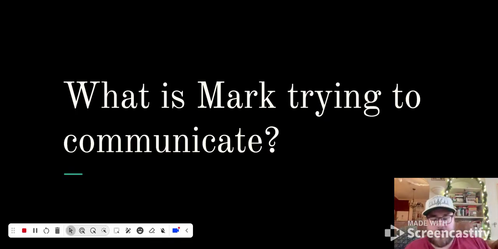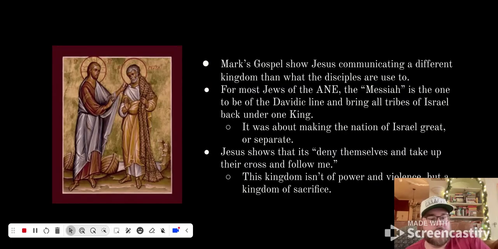What is Mark trying to communicate? I feel like that very end is exactly what he wants us to know. Mark's gospel shows Jesus communicating a different kingdom than what the disciples are used to, what they're thinking of. They're thinking of someone of the Davidic line, which Jesus is, as mentioned in Matthew and Luke, though the beginning of Mark does not do that.